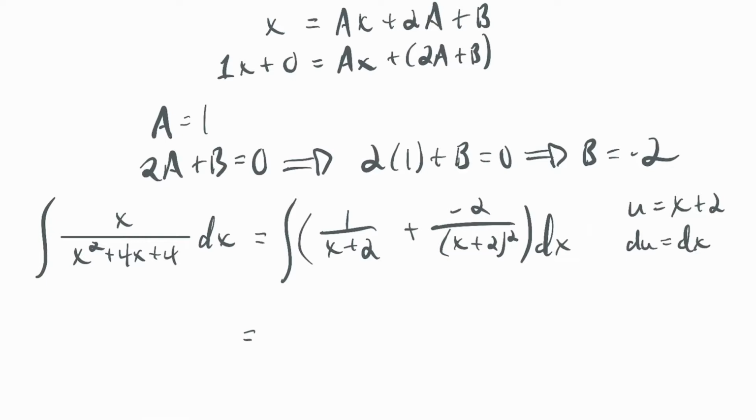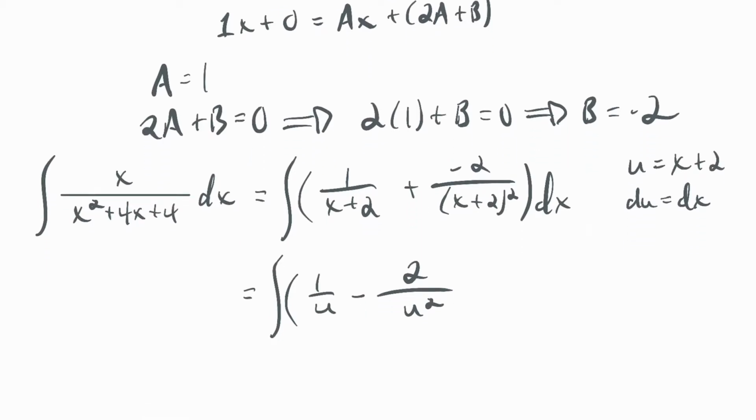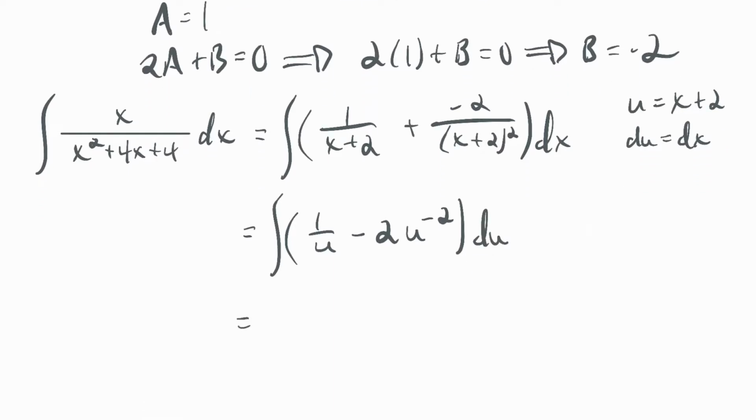So I can write this as the integral of 1 over u minus, well, I guess that minus 2 over u squared. Or if I want, I can write this as 2 times u to the -2 power. In fact, let's do that. du. Okay, so then I get that this is ln of the absolute value of u minus 2 times u to the -1 over -1 plus c.